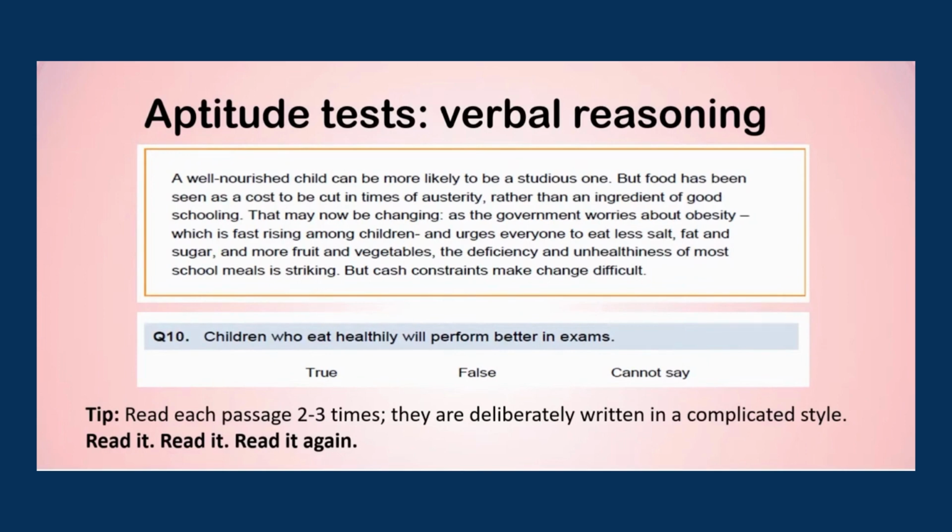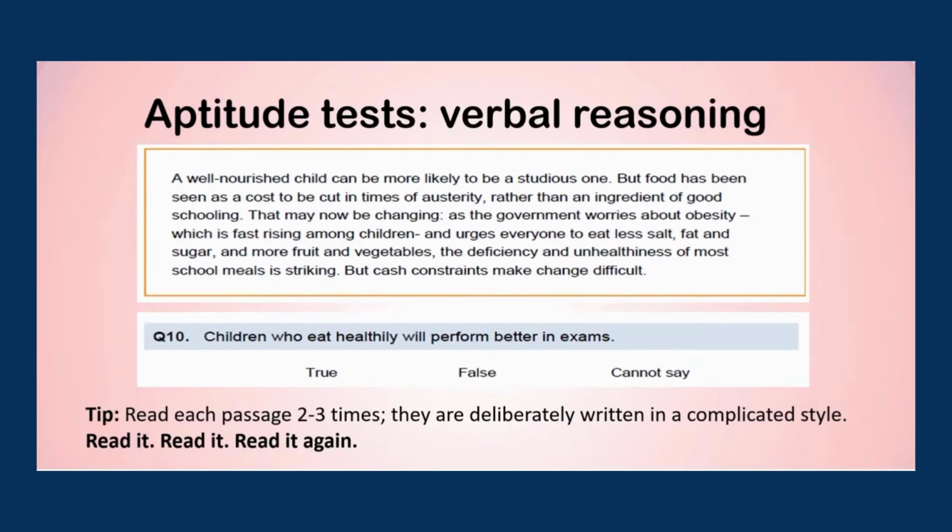Now, top tips for the verbal reasoning test, which is a bit more difficult than numerical reasoning. It is a deliberately difficult text that you have to read in a verbal reasoning test. It's written in a complicated style. So make sure you read it really slowly, really carefully. Just read it again and again until you're sure you know what it means.